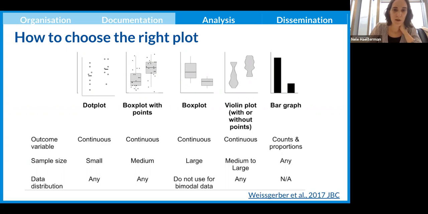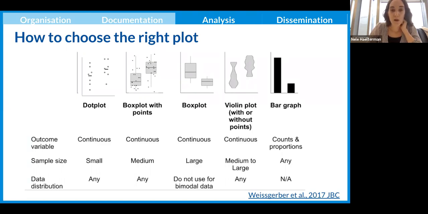So the wider your graph is here, the more data points show that exact value. So here, the violin plot could, for instance, still reveal whether you have a bimodal distribution, whereas in a box plot, you would not be able to see that.